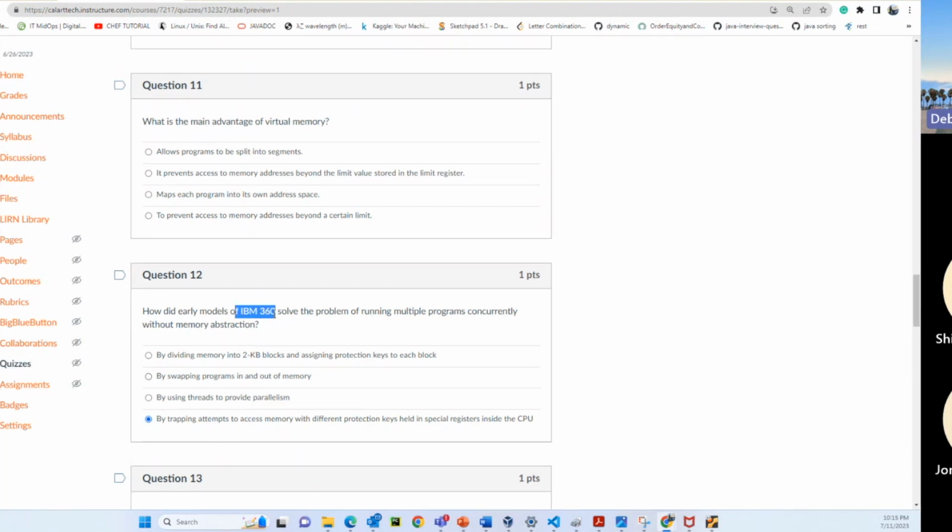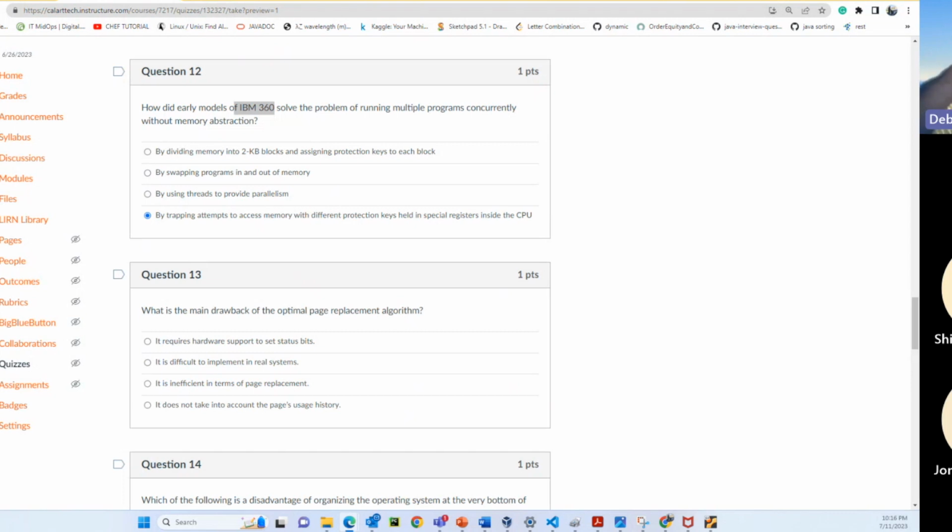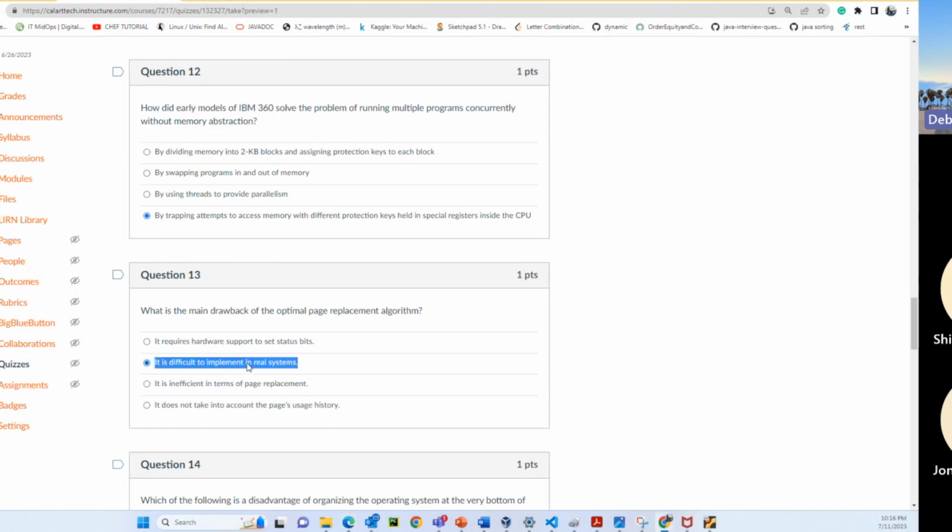IBM 360 machine. What is the main drawback of the optimal page replacement algorithm? Basically it requires hardware support now. As we found before in another quiz answer, it is difficult to implement in real systems. So this is the right answer.